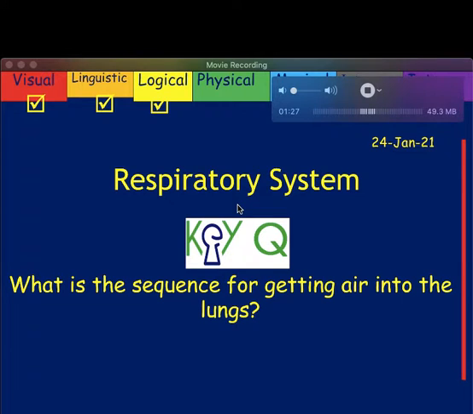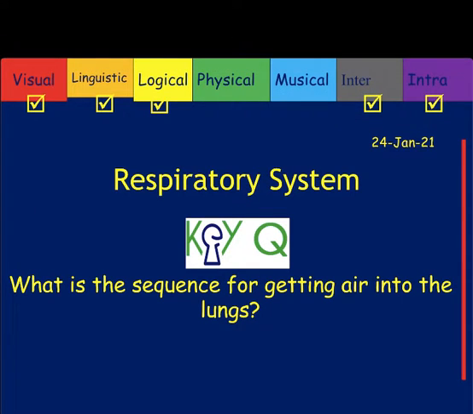Okay folks, so today we're going to start the respiratory system. It follows on from homeostasis. So this is one of the systems that helps us to do homeostasis. And just to remind you, homeostasis is the ability to maintain a constant internal environment.